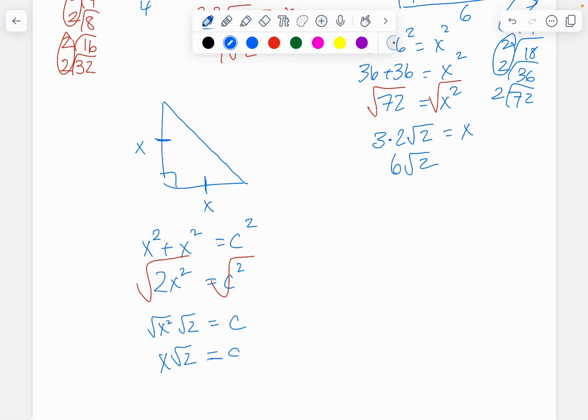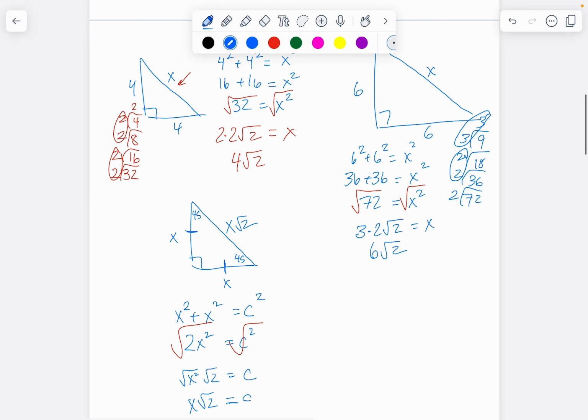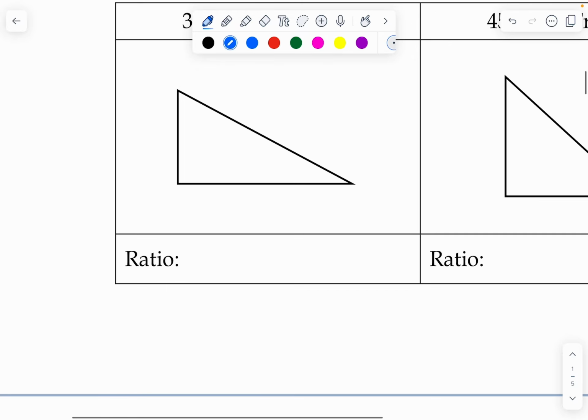Anytime I have a situation where the two legs are equal, then the hypotenuse will be that same length times root 2. If we have an isosceles right triangle, these angles both have to be 45 degrees. So we end up with a 45, 45, 90, and what we get is x, x, x root 2. That's x root 2.